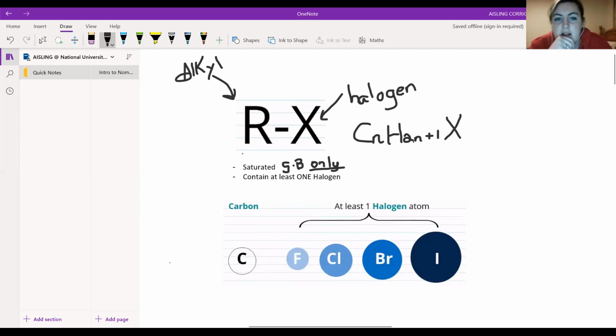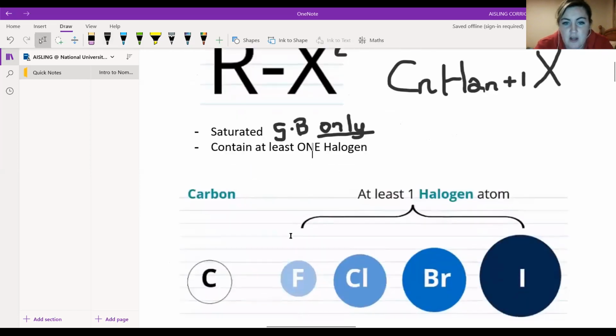Now again, it contains at least one carbon-halogen bond. So the alkyl group, or the hydrocarbon area, contains at least one halogen. If we scroll down here, we see we've got a carbon and at least one of these halogens: fluorine, chlorine, bromine, iodine. It could contain all of them and it would still be a halogenalkane, or it could have just one of them. So it contains at least one of these over here.